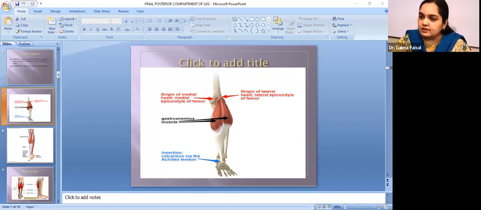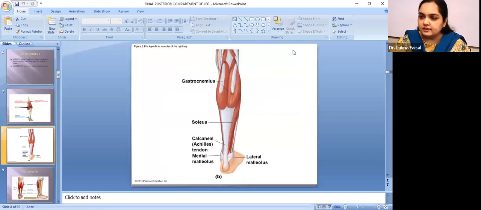Now the two heads: the medial head from the medial condyle of the femur and the lateral head from the lateral condyle of the femur. They both converge and form a common tendon that is inserted into the calcaneum, and that common tendon is called the calcaneal tendon or the Achilles tendon. It is a common term used for the insertion of the gastrocnemius plus one more muscle we will discuss later on.